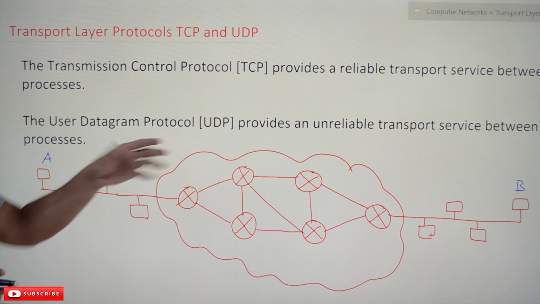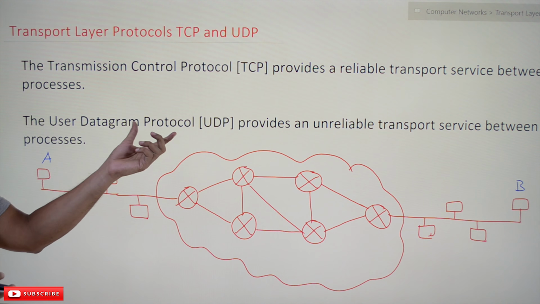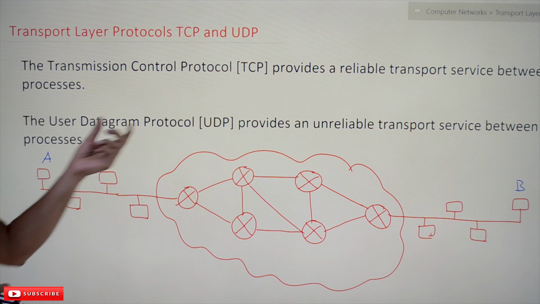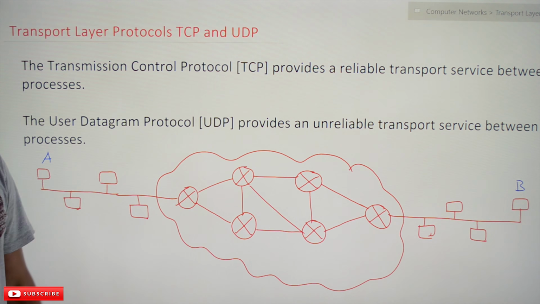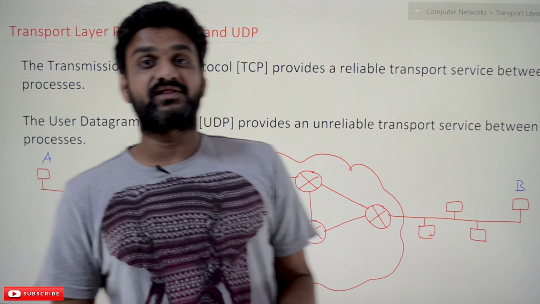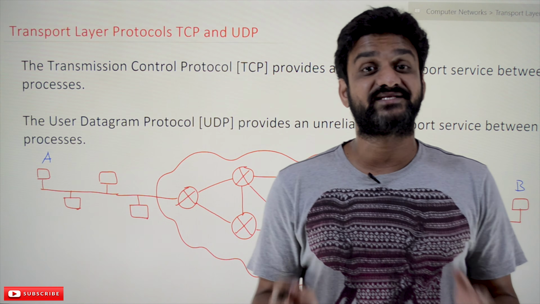UDP, the opposite of TCP, which is User Datagram Protocol. UDP stands for User Datagram Protocol, provides an unreliable transport service between the processes. If you use the UDP protocol, the communication between the processes is unreliable.